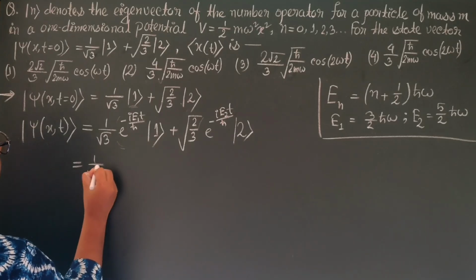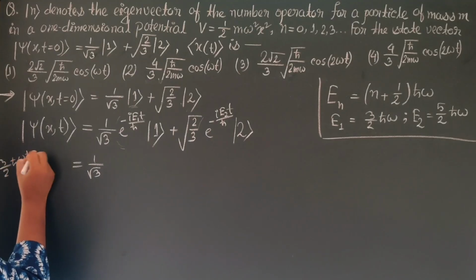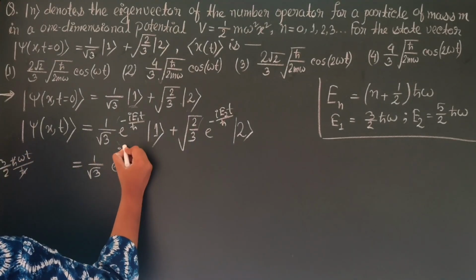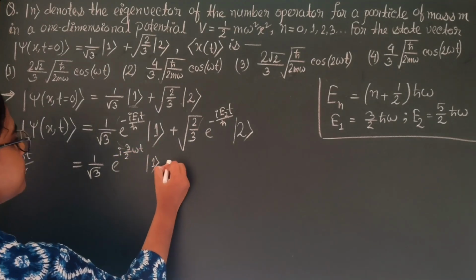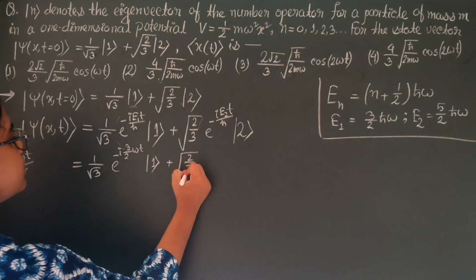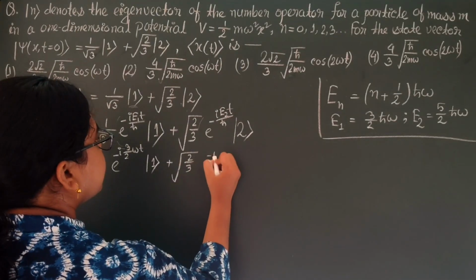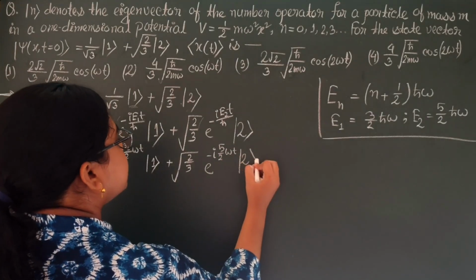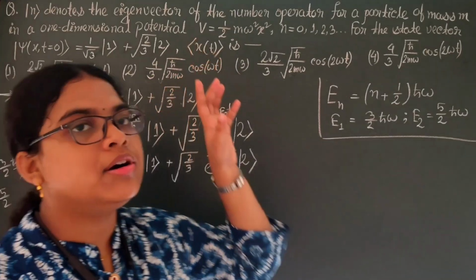So 1 by root 3. Calculate this: E1 is 3 by 2 h cut omega t by h cut. So put e to the power minus i 3 by 2 omega t |1⟩ plus root 2 by 3, E2 is 5 by 2, so it will be e to the power minus i 5 by 2 omega t |2⟩. Okay. Now we have to calculate the expectation value of x(t).